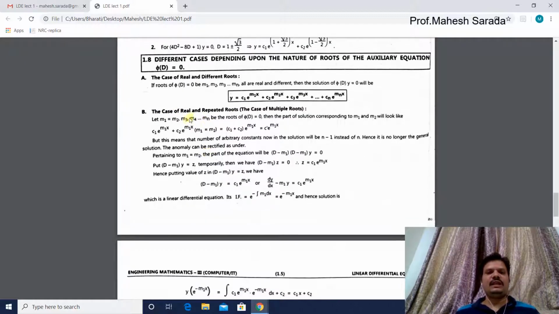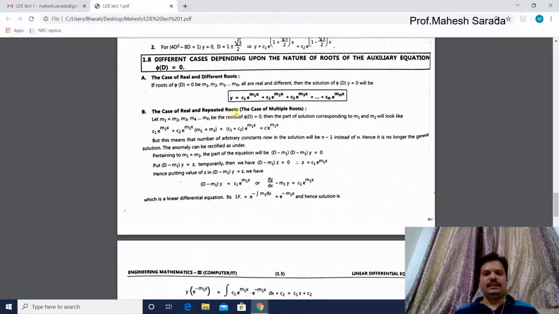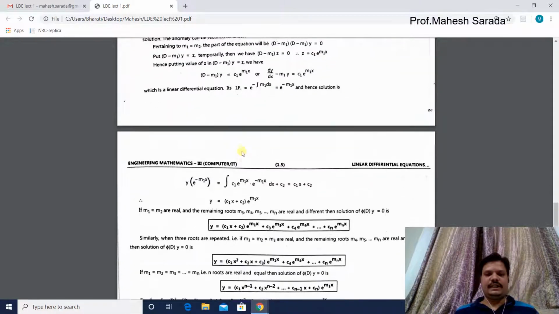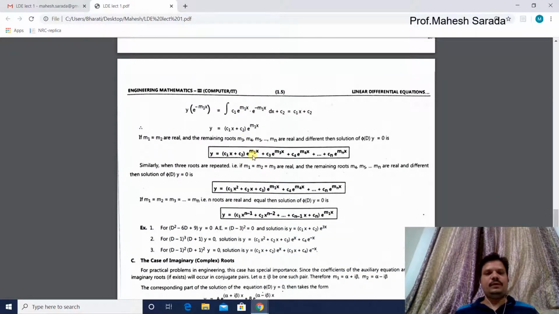Second case, if the roots are real and repeated. For example, here we have m1 equal to m2, that is m1 m1 or m2 m2. If we have m1, m1 as the real and repeated roots, then the solution becomes y equals (c1x plus c2), or you may write it as (c1 plus c2x) e raised to m1x, because m1 are the repeated roots. The other roots are non-repeated, that's why we can write this as the solution.